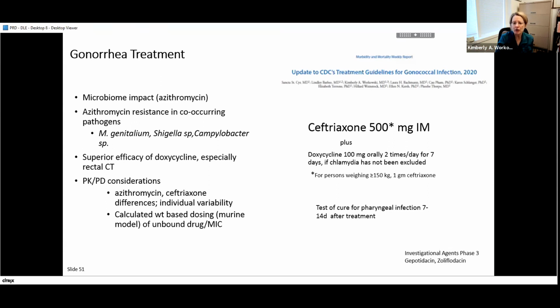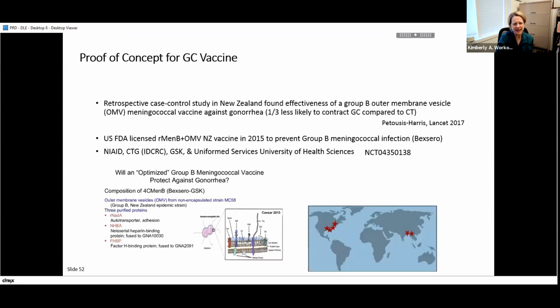And there are 2 other investigational agents that are undergoing phase 3 clinical trials as we speak. The other interesting thing is there's a proof of concept for looking at Bexsero, which is a group B meningococcal vaccine, which was licensed in the US in 2015. A number of years ago now in New Zealand, there was an outbreak of meningococcal B.